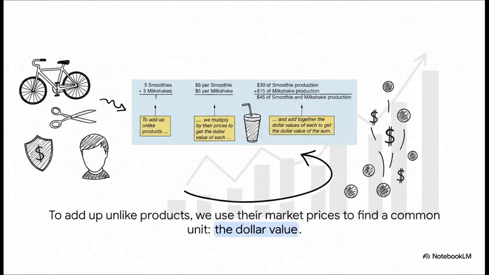Okay, but how do you add a bicycle to a haircut? Or a smoothie to financial advice? You can't just say, well, we made 5 smoothies and 3 milkshakes. It doesn't work. The solution is to find a common language, and that language is money. We use the market price, the dollar value of everything, and then we can add it all together.